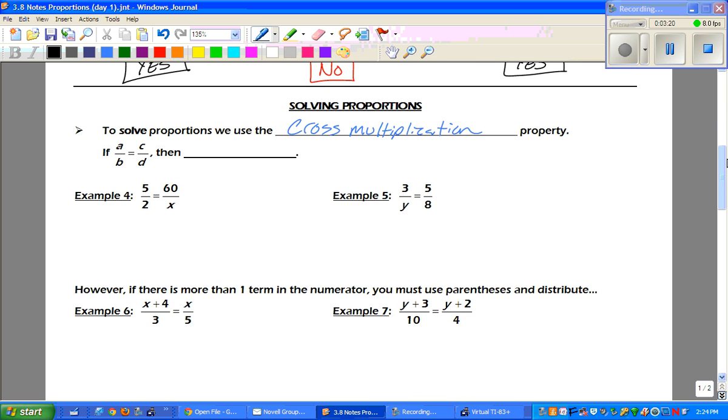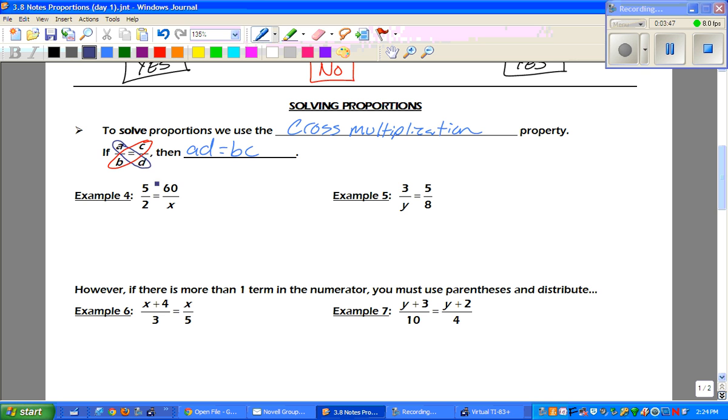All right, now solving proportions. To solve proportions, we use the cross multiplication property. If we're doing cross multiplication, we would multiply A times D, and that would equal B times C.